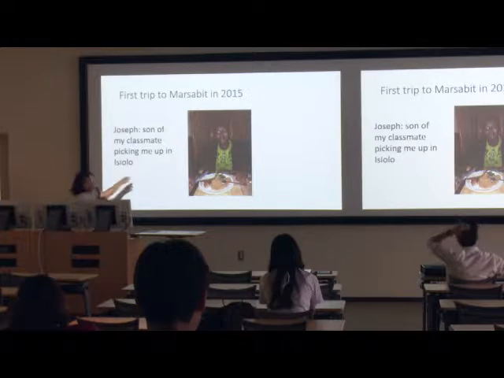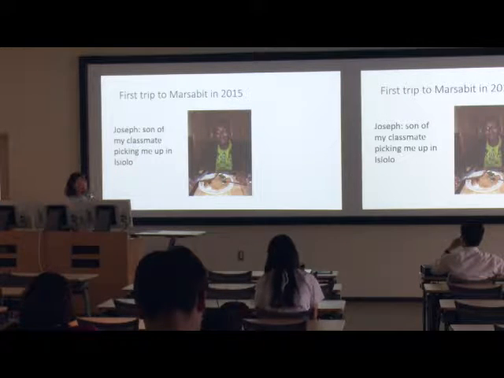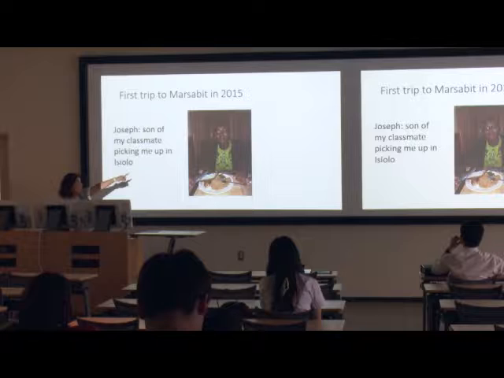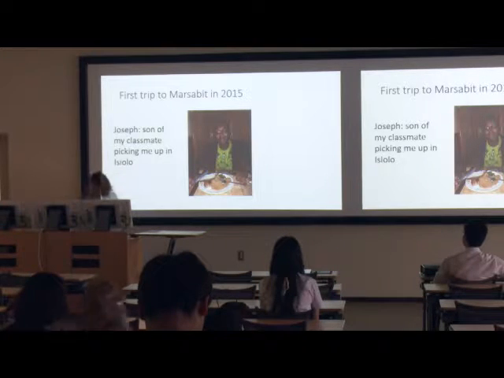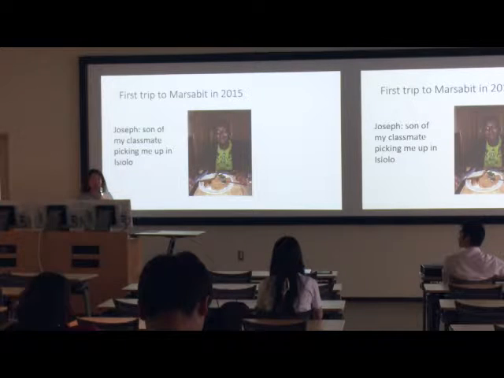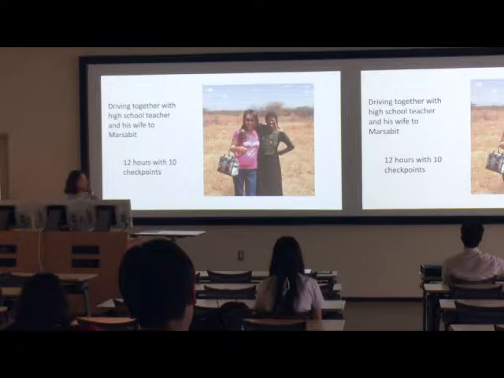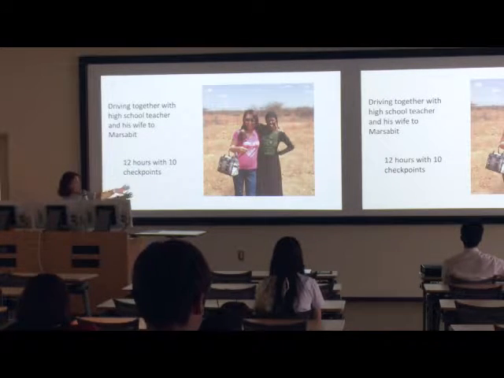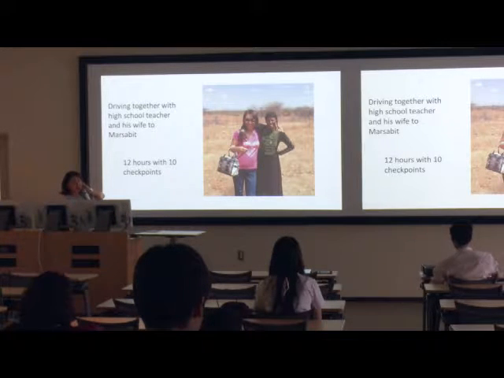And the first time, this is my classmate's son. His name is Joseph. He was a high school boy, and he picked me up in the town between Marsabit and Nairobi called Isiolo. I stayed in Isiolo in the middle, and changed to a car, and went to this town. Now he wants to study abroad, and is looking for a scholarship somewhere. And I met her, a wife of a high school teacher. Her husband got a job in Marsabit, the country town, and they were going to change location. So we drove together for like 12 hours.